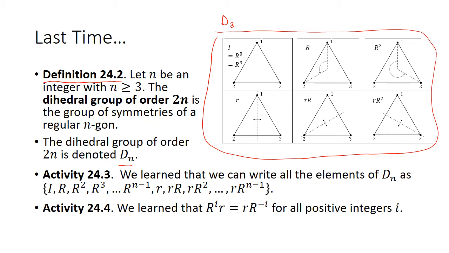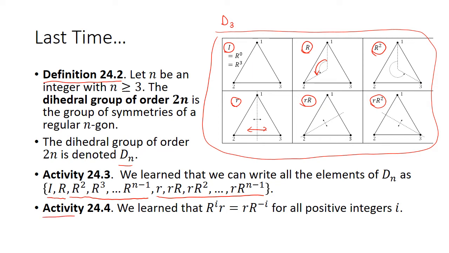So activity 24.3, we learned that we can write all of the elements of Dn as the following list. So starting with the identity, and then that first rotation that is the smallest counterclockwise rotation. And then all of the other rotations, just repeating that counterclockwise rotation. And then you can take all of those same elements, and if you give them a flip over a vertical line at the very end, that will make all of the other elements of the dihedral group. So here in D3 we have I, capital R, capital R squared, little r, little r capital R, and little r capital R squared, and that is the entire dihedral group of order 6.